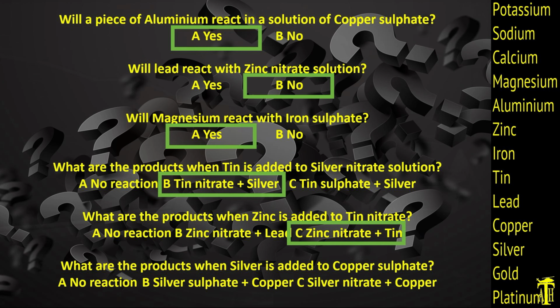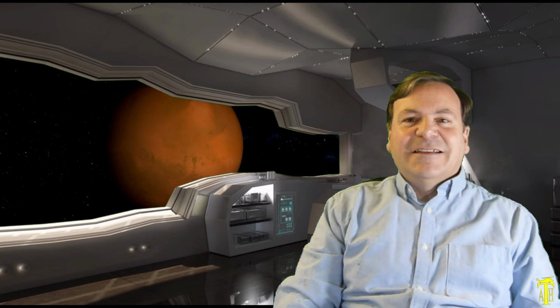What are the products when silver is added to copper sulfate? Well, copper is above silver. Copper's got the sulfate already, so there'll be no reaction. I hope you did well there, showing that you understand the concept of displacement reactions. Now let's put that understanding to the test and have a go at some longer exam-style questions.